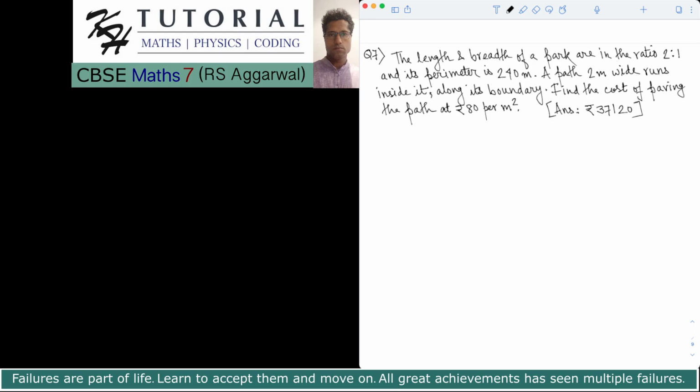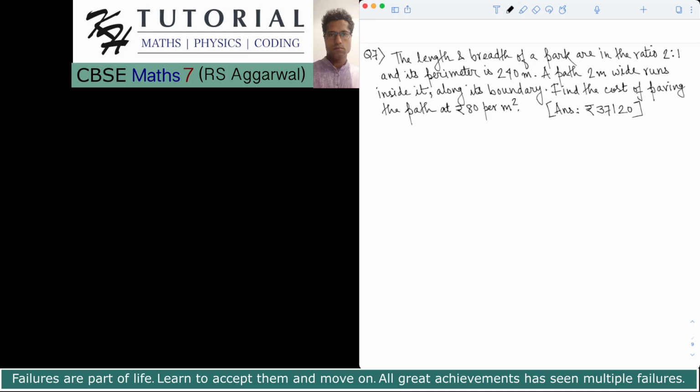Now please note that the ratio of the length and breadth is given, and also the perimeter of the park is given. Now, why has the perimeter been given? The perimeter has been given so that we can find the value of the length and breadth.